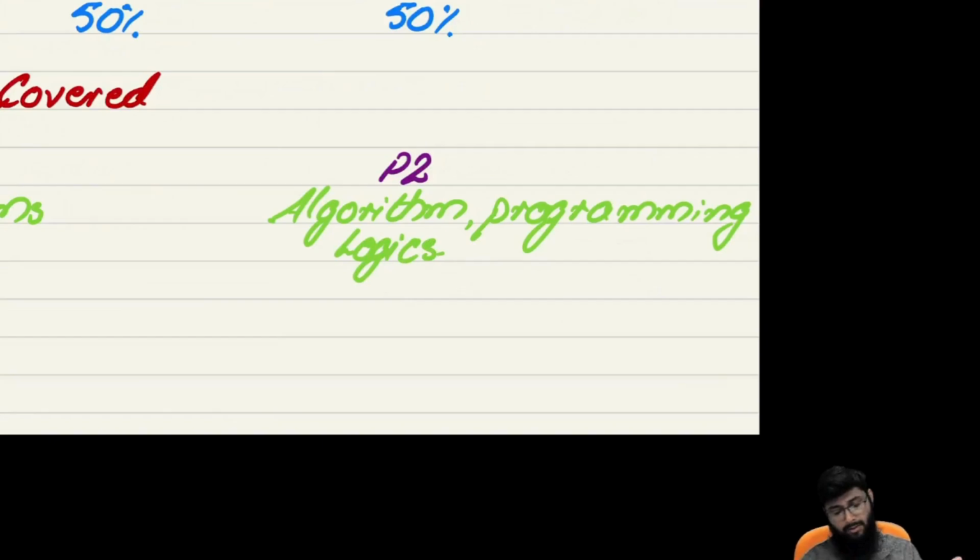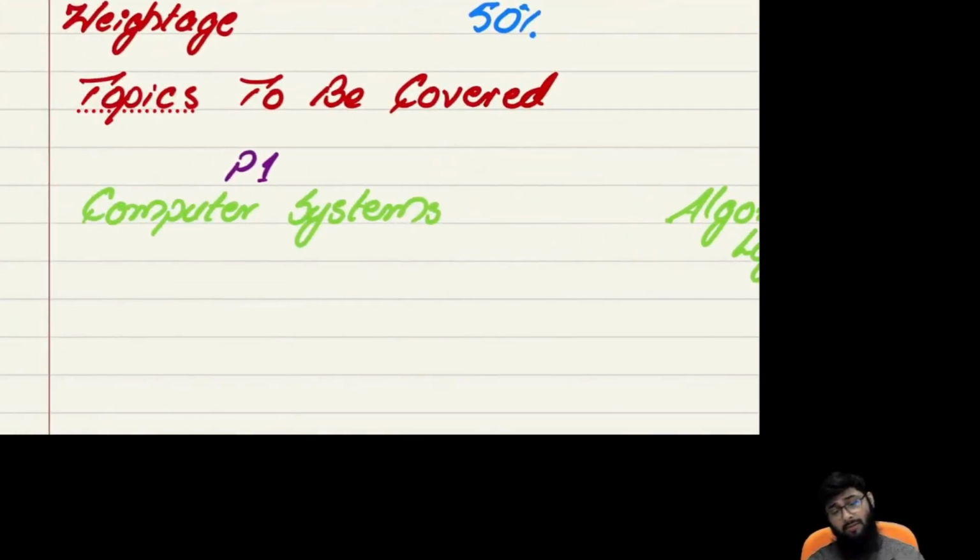First of all, let me explain computer systems. In computer systems we will be dealing with the inner system of the computer, like what the RAMs are, what the memory devices are, what technologies are working inside, and how they are interacting with each other. That is what we will be dealing with in computer systems.